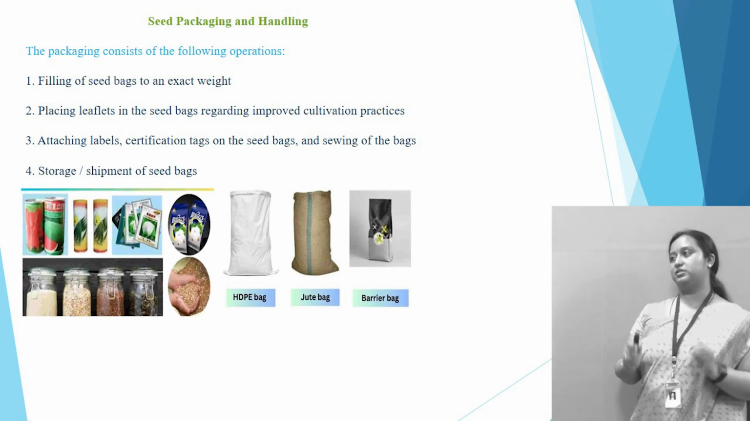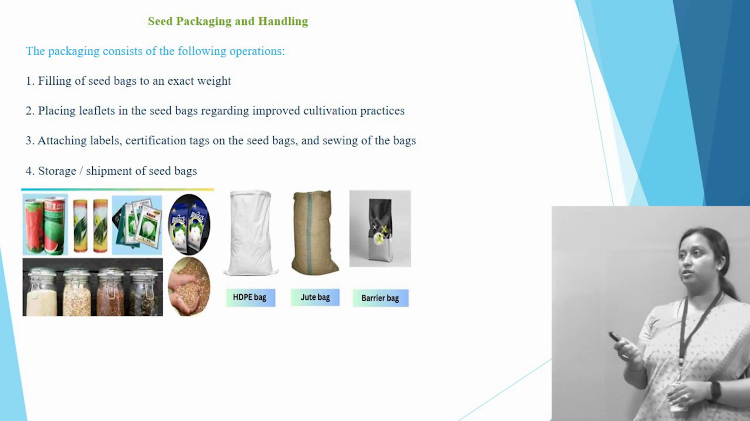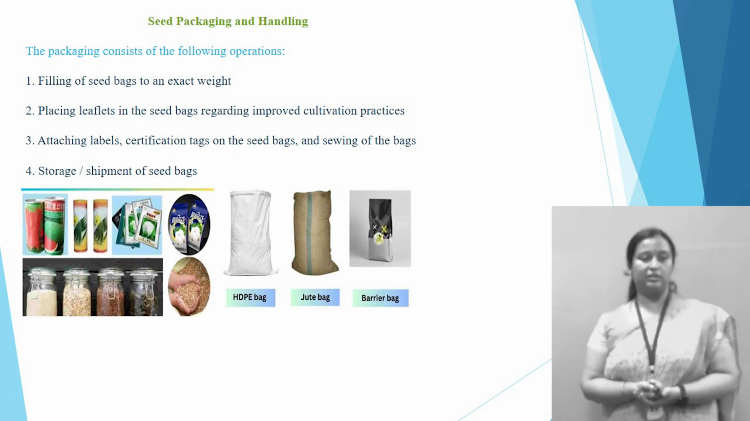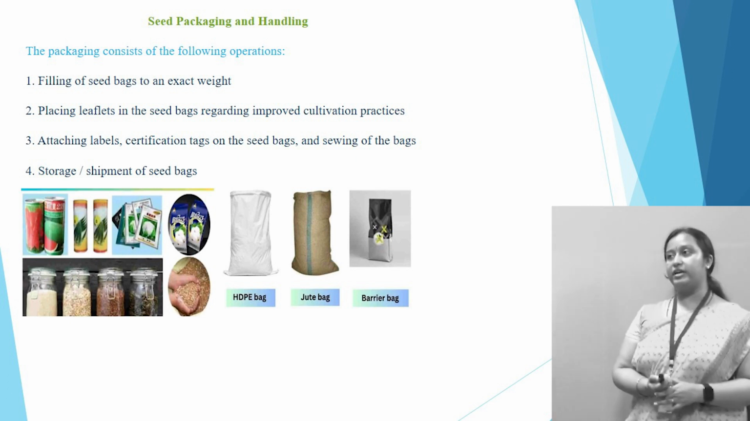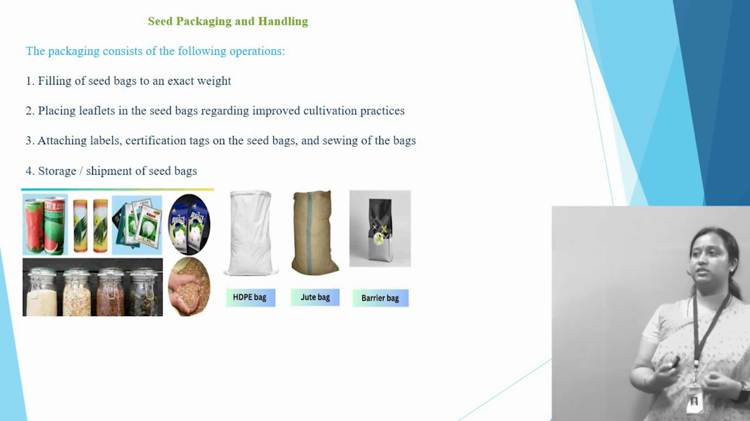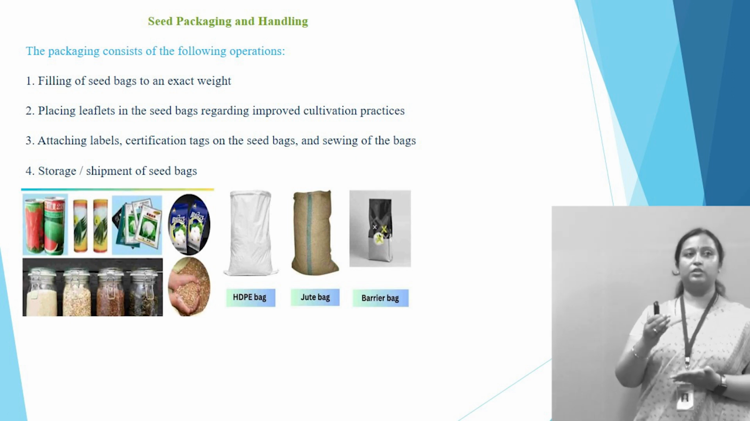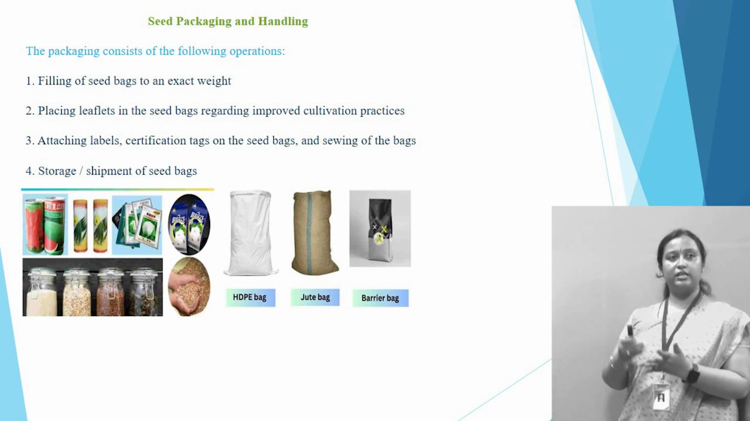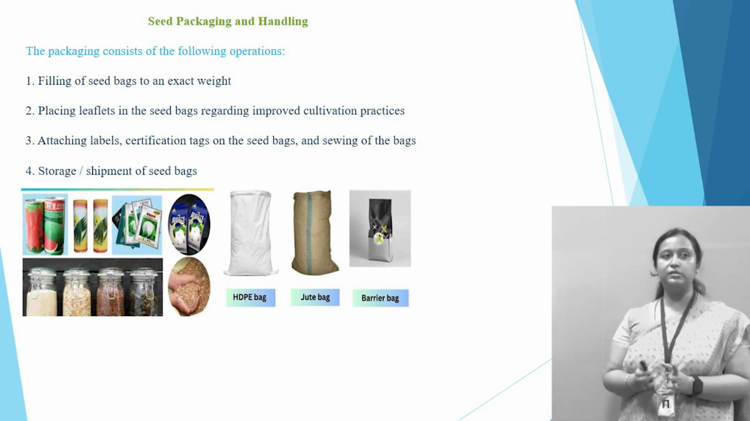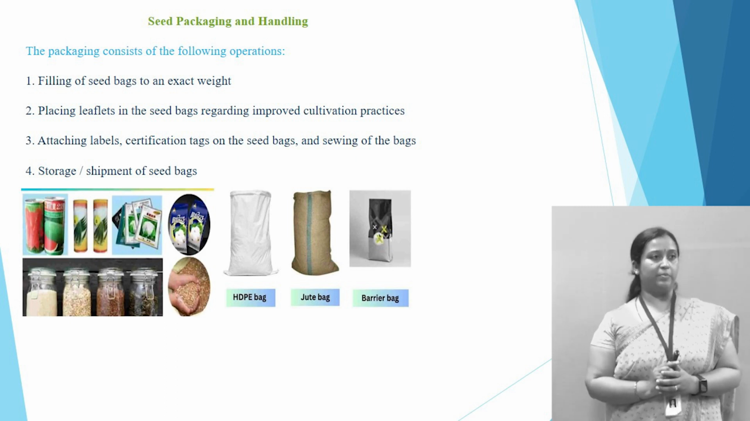The labels and certification tags, as I mentioned earlier, come in different colors, which makes them easy to identify. Even farmers who are illiterate can easily understand. These labels usually contain the purity level, the quality criteria, what tests were done, and for what purpose this seed variety is produced. All of this will be included in these labels.